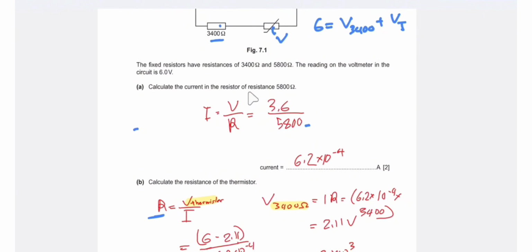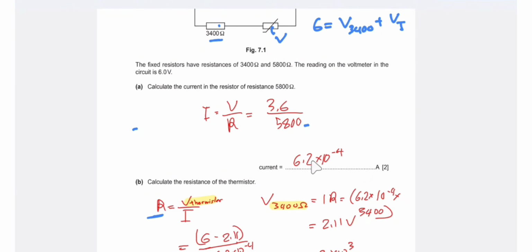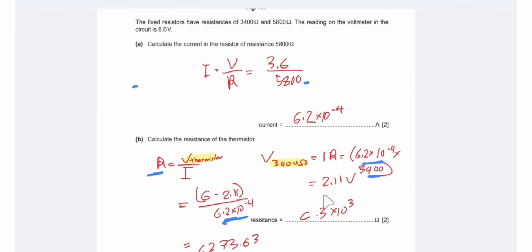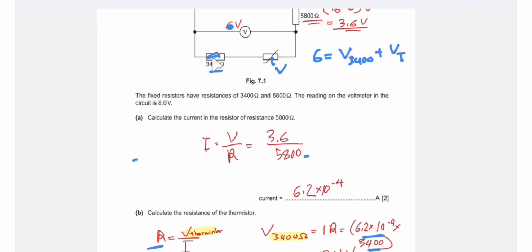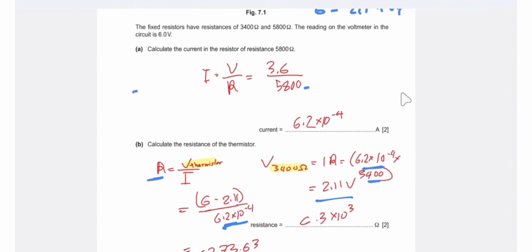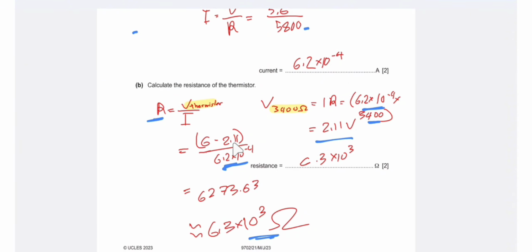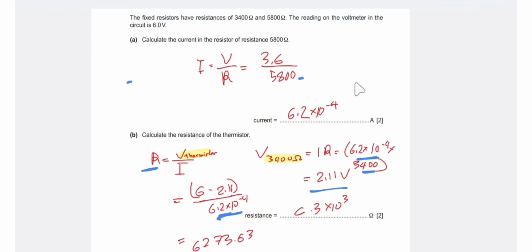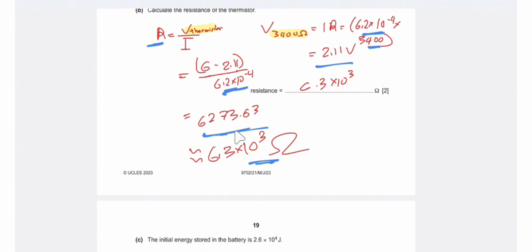So what is this voltage? V is equal to IR. We know the value of current, and the resistance is 3400 ohm. So the voltage that we get is 2.1 volt. So we know the voltage across this resistor, and we know the total voltage shared between this resistor and the thermistor. So 6 is equal to 2.1 plus the voltage across the thermistor. So the voltage across the thermistor is 6 minus 2.1, that is 6 minus 2.11. So the resistance that we get is approximately 6.3 into 10 to the power 3 ohm to two significant figures.